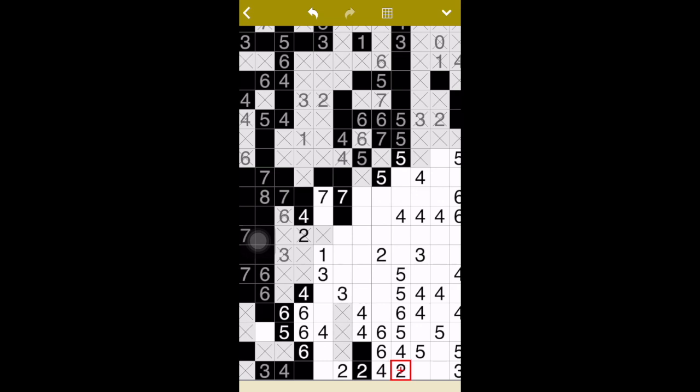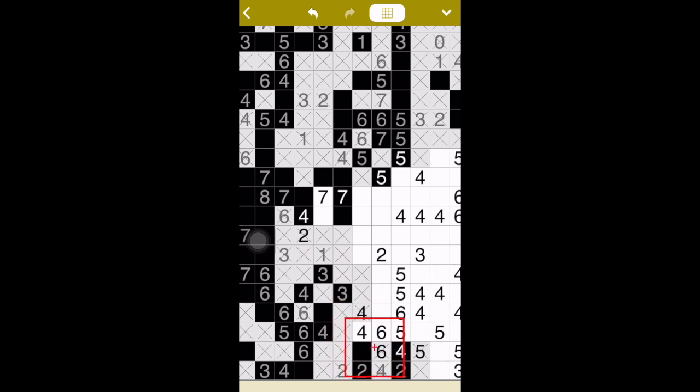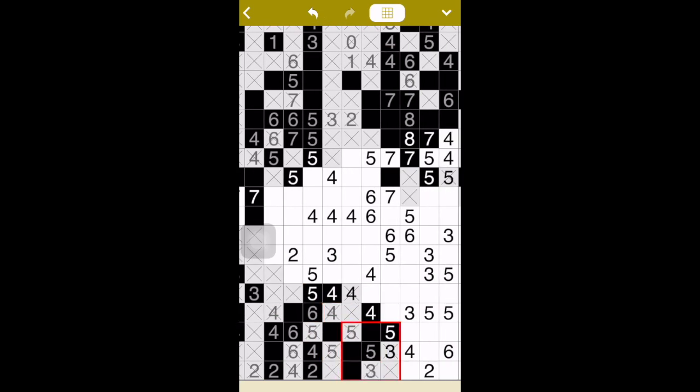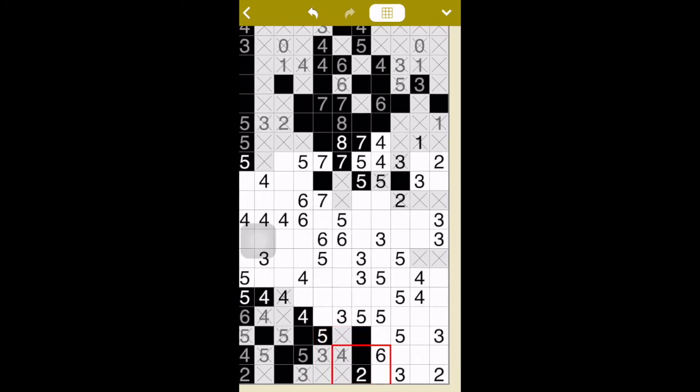A difference of 2, 4 and 2, right? Like that, right? Okay, difference of 2, 3 and a 5, right? One black space here, so 3 on the right side.